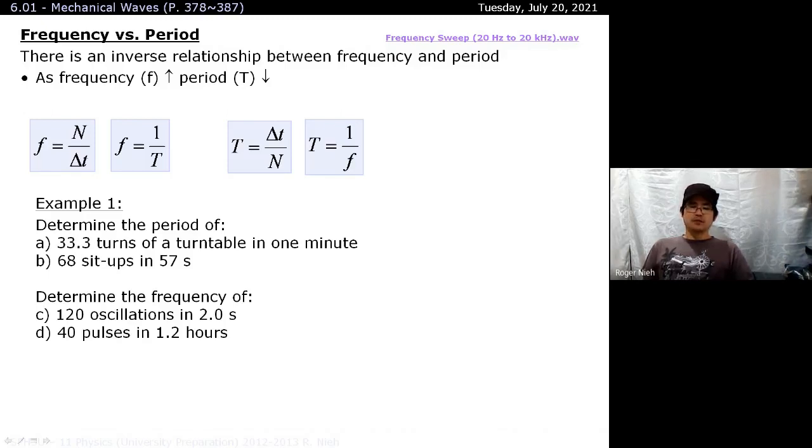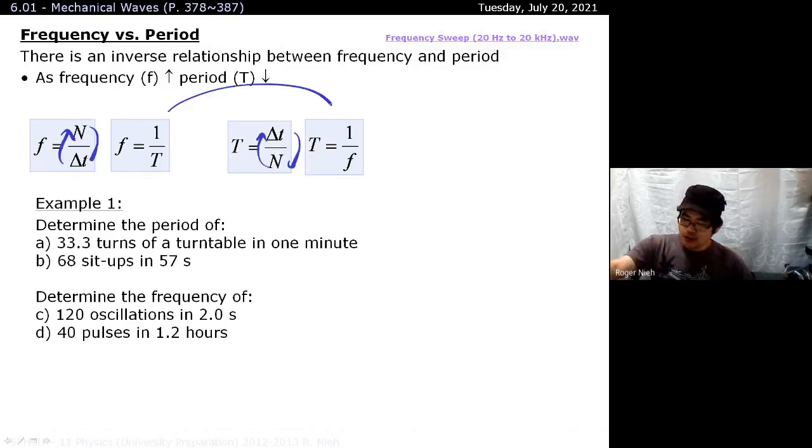By definition, frequency is the number of occurrences of a pattern in 1 second. That's why you'll see that the formula for frequency is n over delta t. Period is the reciprocal of frequency. And that's why period is how much time it takes for one occurrence to happen. Okay, so you'll see that the values have been flipped around between period and frequency. And that's why the relationship between these two is a reciprocal relationship.